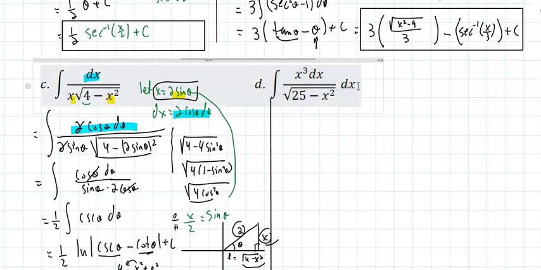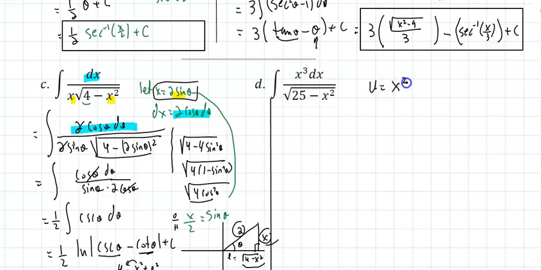Okay, that's not working the way I want it. Got it. Okay, now, here I notice, well, I could try a u sub. I could let u equal x squared, or even better, 25 minus x squared. But let's go this route. U equal x squared. Du will be 2x dx.